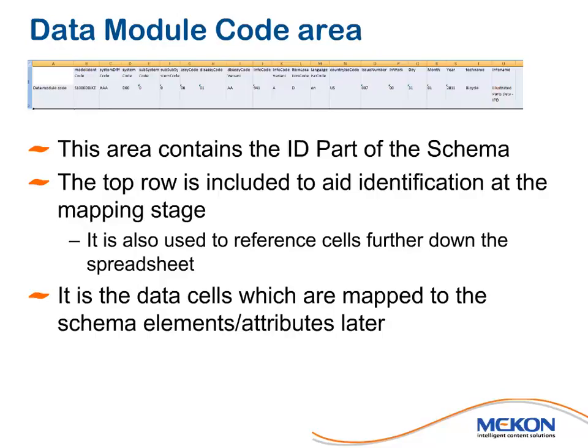The top is included for identification purposes because we won't actually map that information, but it's to help you when you actually do the mapping to understand what is contained in there. It aids identification, and it's the data cells, to repeat that, it's the data cells themselves which are mapped when you come to do the mapping.